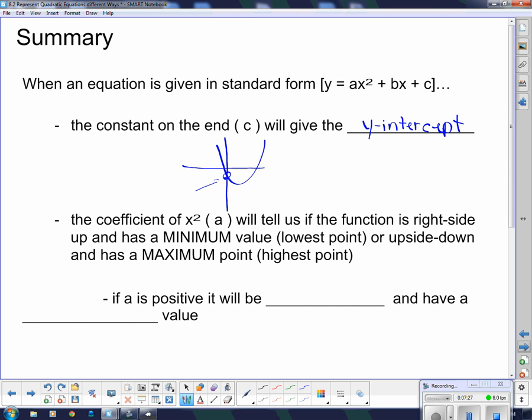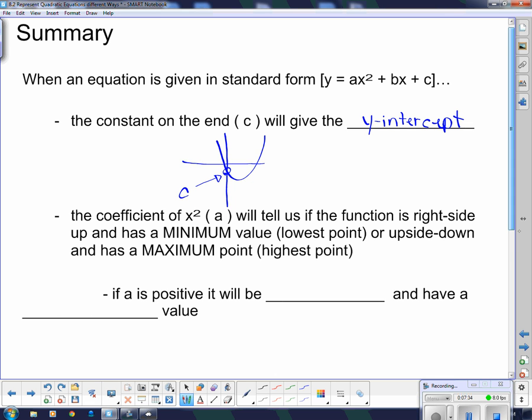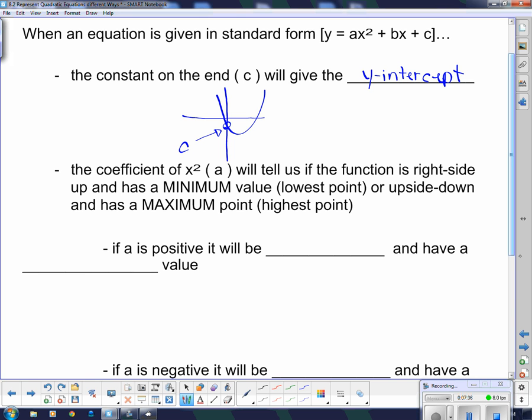So in this case, that will be whatever c is. The coefficient of x squared, a, will tell us if the function is right side up and has a minimum value, a lowest point, or is upside down and has a maximum value, or the highest point. So if a is positive, it will be right side up and have a minimum point.